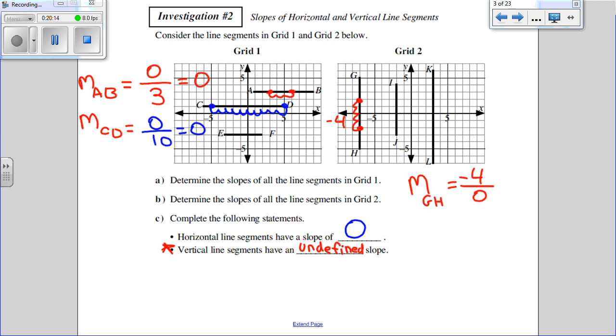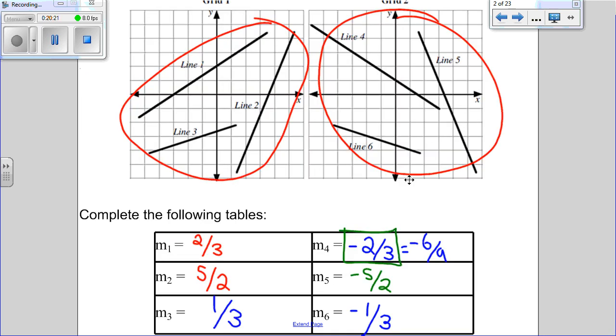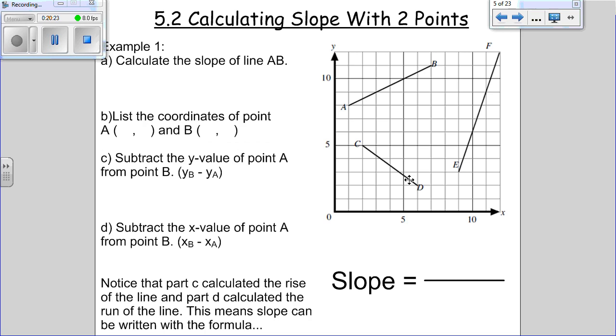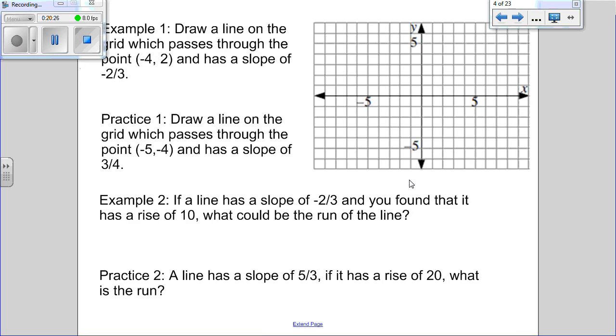All right, some questions. These are typical types of questions you could get for a basic slope question. The first one is talking about drawing a line. It says draw a line on a grid which passes through point (-4, 2) and has a slope of -2/3. Anytime that you're drawing a line in this unit, they should always give you a starting point for that line. This is my starting point.